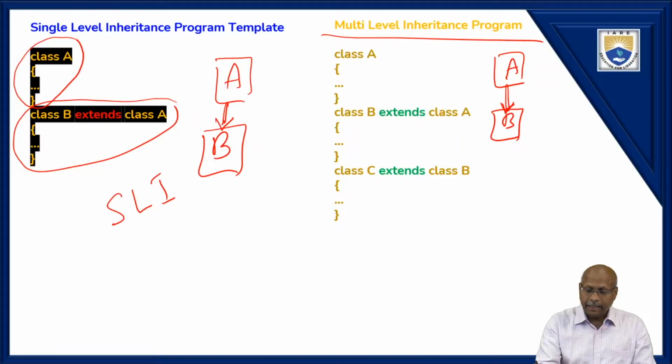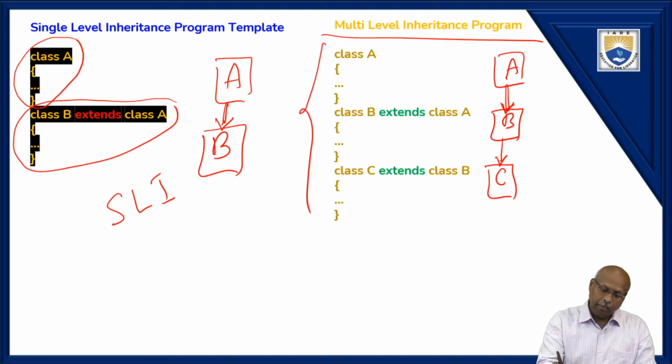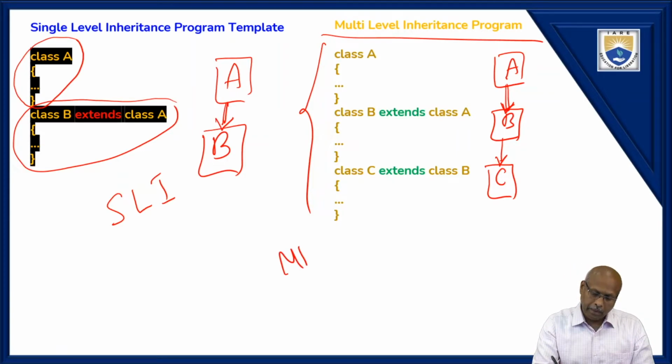Similarly, C is another class but gets property from B. So that means C's parent is B. So this program is implementing which level of inheritance? Multi-level inheritance. MLI. Multi-level inheritance.